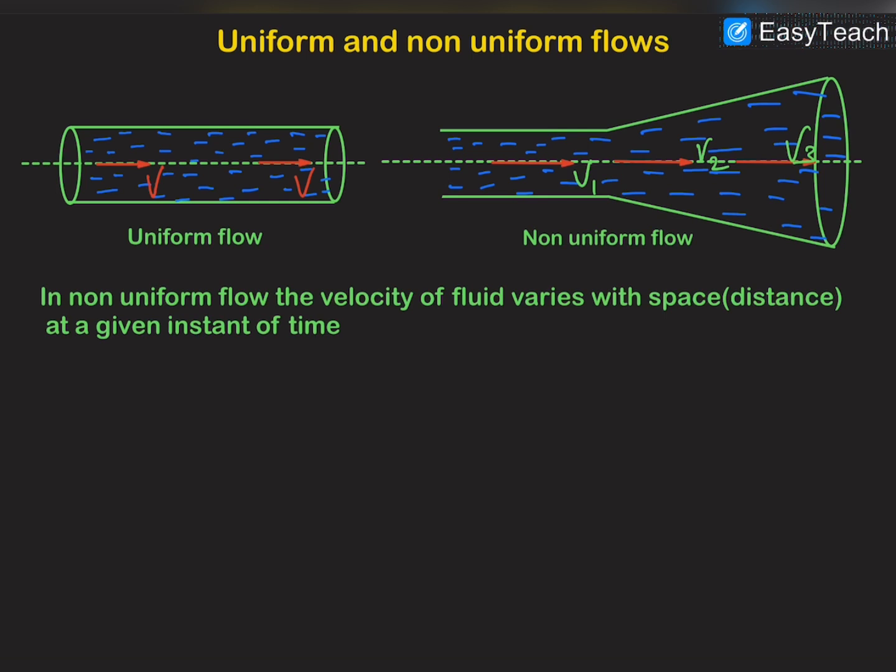But if we use a pipe of variable cross section whose cross section is increasing, then the velocity of liquid flowing through the pipe will change. And this is called non-uniform flow. So in non-uniform flow, the velocity of liquid varies with space or distance at any given instant of time.